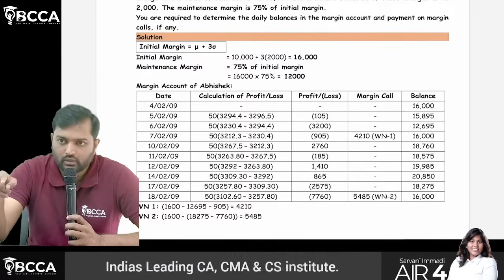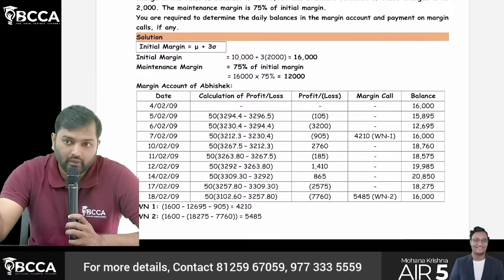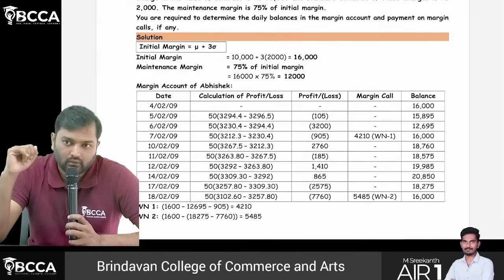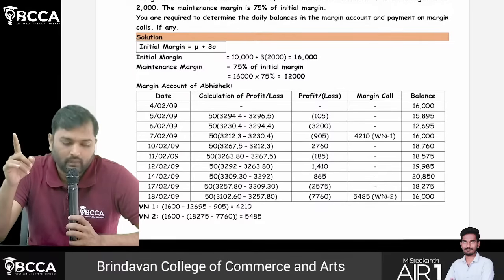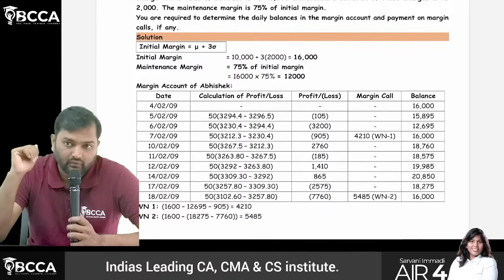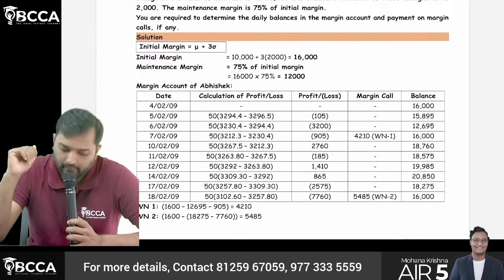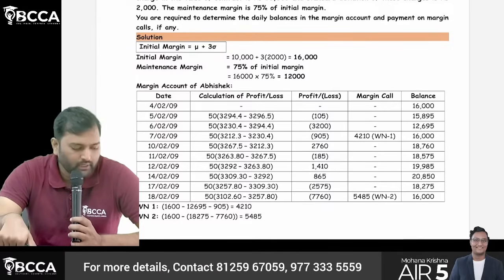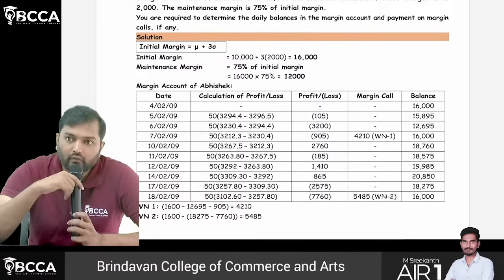To close the long position contract, we have to take a short position. We sell at the rate of 3294.4. We are buying at a higher rate, selling at a lower rate. So that means you are getting a loss. How much loss you are getting? 105. And your balance will decrease to 15,895. Next day again, the price decreased to 3230.4.